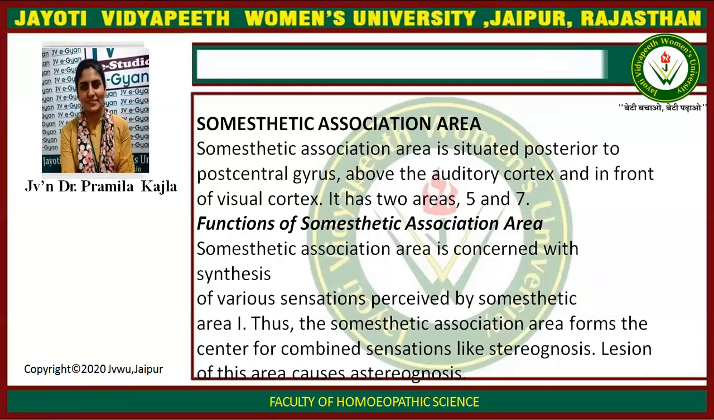Somesthetic association area. Somesthetic association area is situated posterior to postcentral gyrus, above the auditory cortex and in front of visual cortex. It has two areas, 5 and 7. Functions of somesthetic association area. Somesthetic association area is concerned with synthesis of various sensations perceived by somesthetic area first. Thus, the somesthetic association area forms the center for combined sensation like stereognosis. Lesion of this area causes astereognosis.